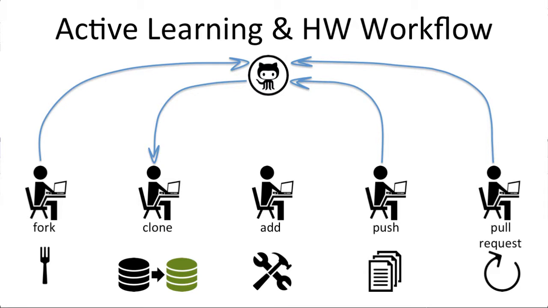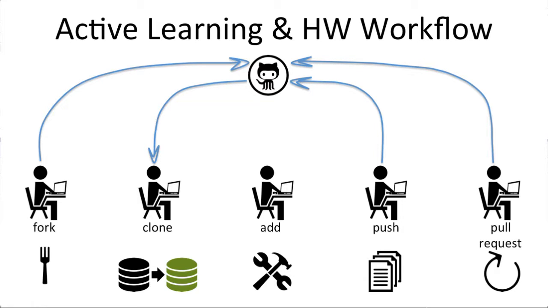To review, we created a fork, then we cloned that repository down to our local work environment. We made some changes, added those to GitHub, pushed, and then made a pull request. At that point, you're done with the submission.